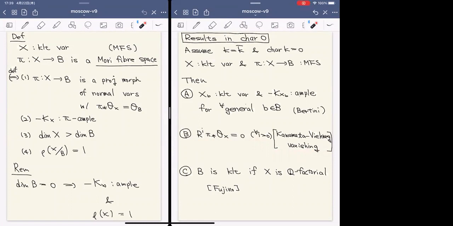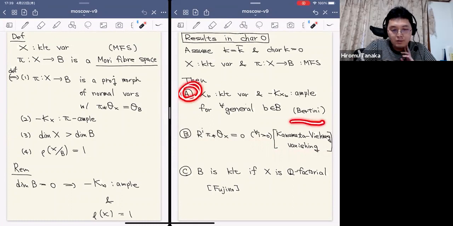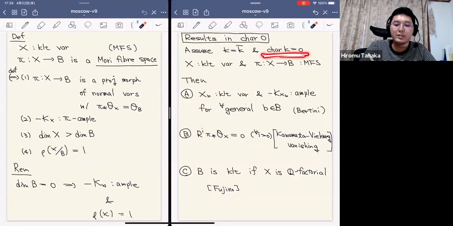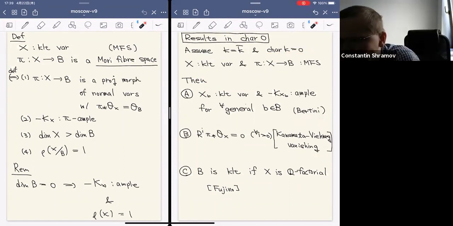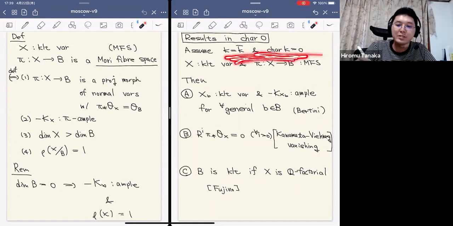So Bertini for this one is a Bertini for base point free divisors, which fails in positive characteristic. So at least this argument needs a characteristic 0 assumption. So this is characteristic 0. So we take a base point free divisor, which satisfies... sorry, it's still characteristic 0. I didn't notice it. Yeah, I'm assuming that the characteristic is equal to 0.